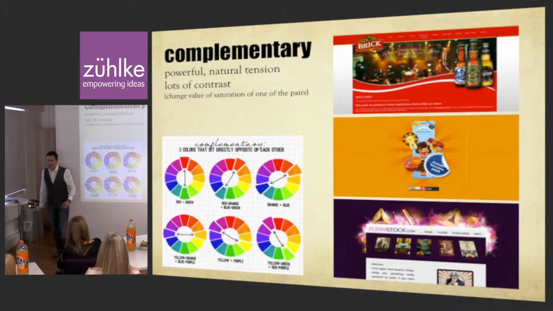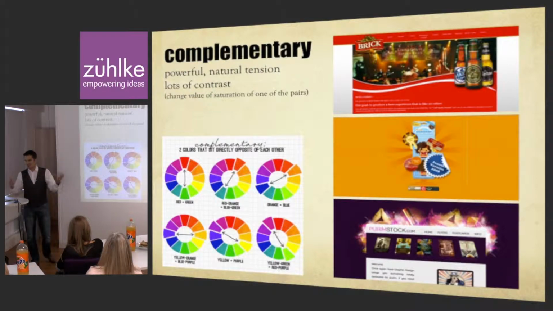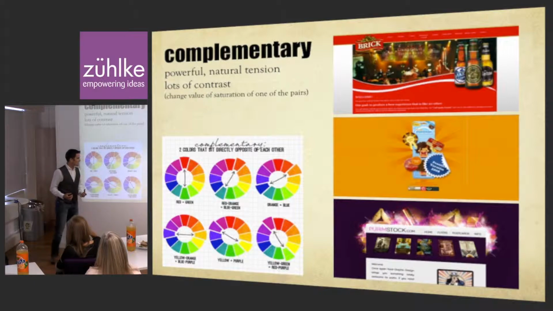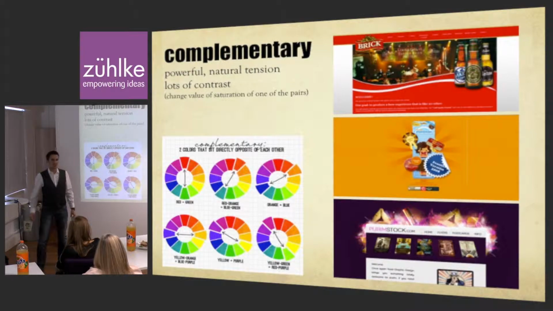Complementary is something like red and green. We know that from the traffic light system. It's dynamic, has some tension, and is important for seeing a difference. It works quite nicely with this color composition. Sometimes you need to make one a bit lower in saturation so that they work nicely with each other.